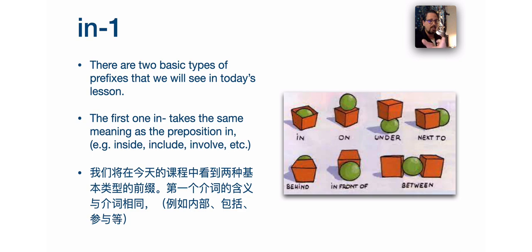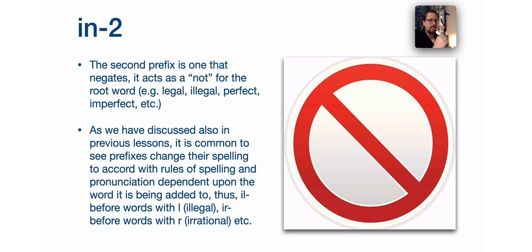So there's two types of prefixes. There's inside. The prefix means to come into. And then there's this negating prefix. Illegal negates. It is the opposite of legal. Imperfect. Okay? Illegal, imperfect. As we have discussed also in previous lessons, it's common to see prefixes change their spelling to accord with the rules of spelling and pronunciation dependent upon the word it is being added to. Thus, we add il as a prefix before words that begin with l, as in illegal, or ir before words with r, as in irrational, and so on.